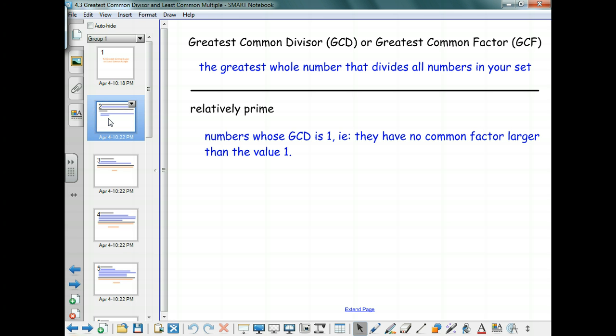A greatest common divisor, that's called a GCD, or sometimes referred to as a greatest common factor, GCF, is just the biggest number that divides everything in a set of numbers. And I've used this word already several times, relatively prime. Two numbers are relatively prime if their greatest common divisor is 1, i.e. they don't have anything in common except 1.